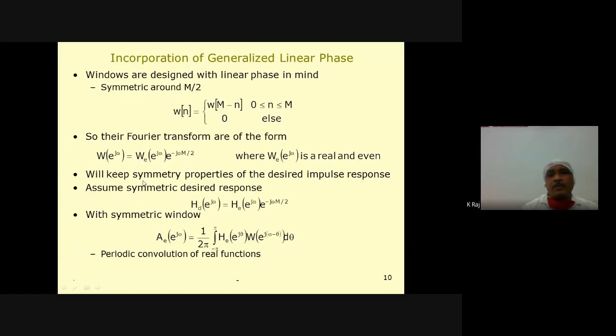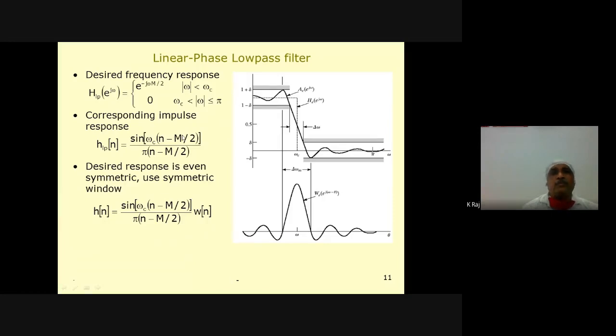Now it will keep the symmetry properties of the desired impulse response. So assume a symmetric desired response, given as H_d(e to power j omega) equal to H_e(e to power j omega), where e means even symmetry, times e to power minus j omega M by 2, that is shifted by M by 2. With a symmetric window, the amplitude A_e is given by this one, and it is the periodic convolution of the real functions with the window function.